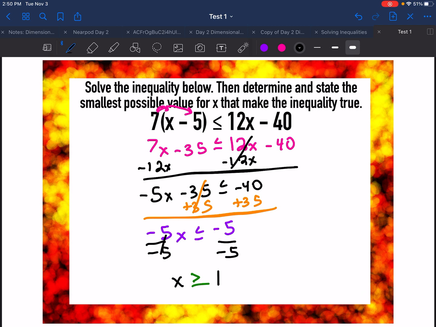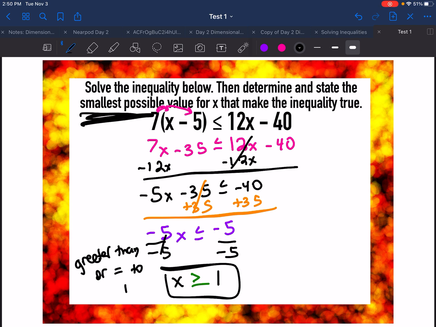So I have values of x that are greater than or equal to 1. And I want the smallest number that's greater than or equal to 1. So I'm going to set up my number line. I have 1 in the middle, 0 to the left, 2 to the right. I need to put a circle on 1.